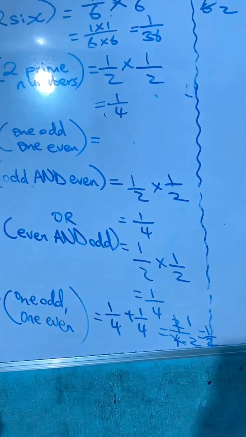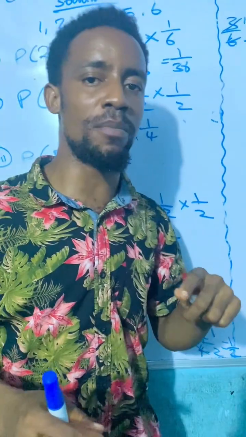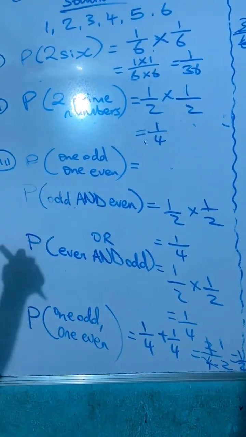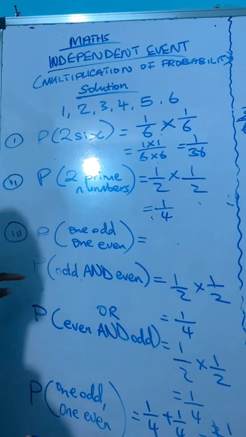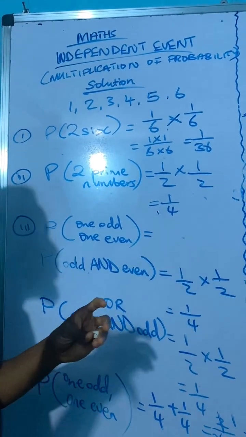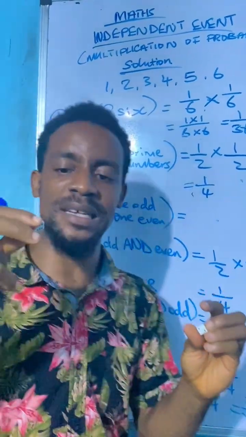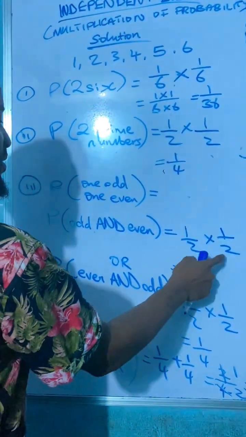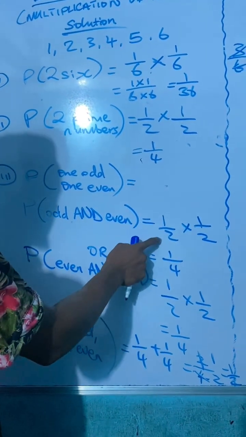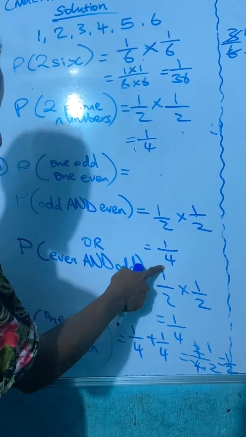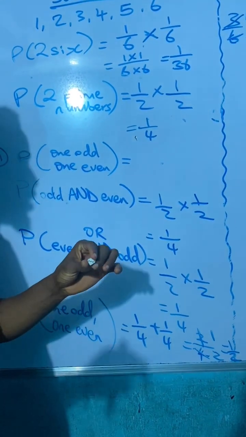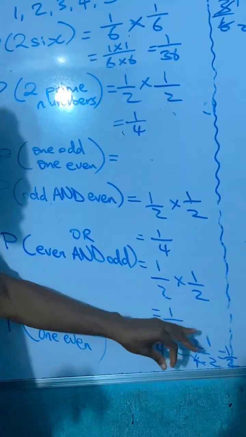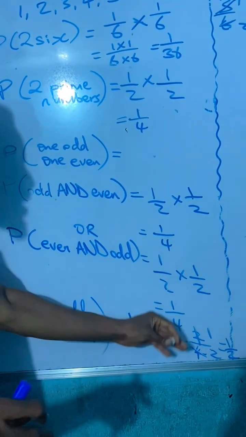The probability of getting one odd number and one even number at the end of everything is 1 over 2. Check it again. Remember what I said? First of all, you calculate the probability of an odd number appearing on the first die and an even number on the second die. Then the probability of an even number appearing on the first die and an odd number on the second die. You multiply within each, then you add the answers together. That's what I just did.